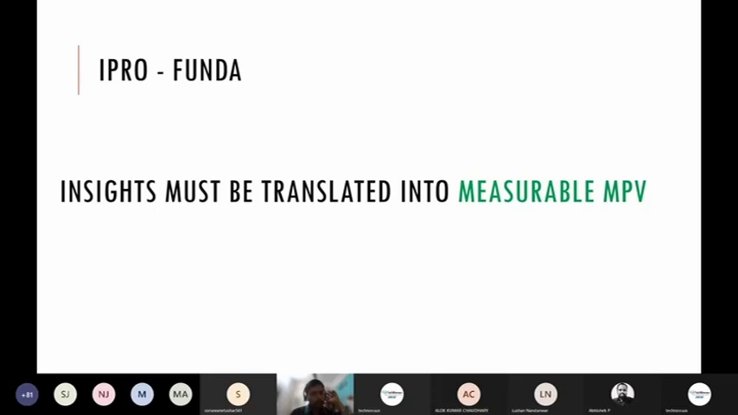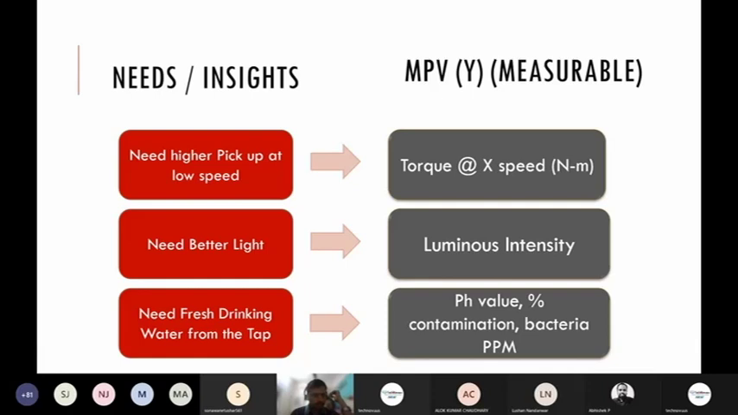Now coming back to the important point, insights must be translated into measurable MPVs. Now I want to stress the point, measurable MPVs. Now let's look at an example. What do I mean, and what is this step about? So on the left side we have the needs or insights. It's a very simple example. Insights can be much more unique and new. This is actually not new, but I'm picking it up for explaining the tool. Need: higher pickup at low speeds.